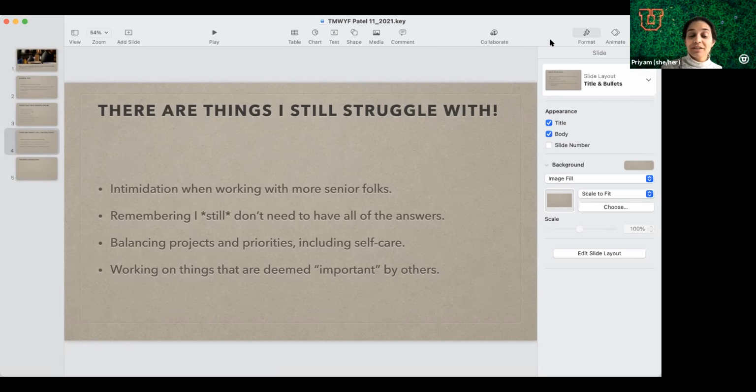I still struggle with the next one, balancing projects, priorities, and self-care. I get migraines if I work too hard, and it's really bad. I will just be out for the whole day. So my goal is to not push myself so hard that I'm getting sick, right? And everybody's stress manifests in different ways.